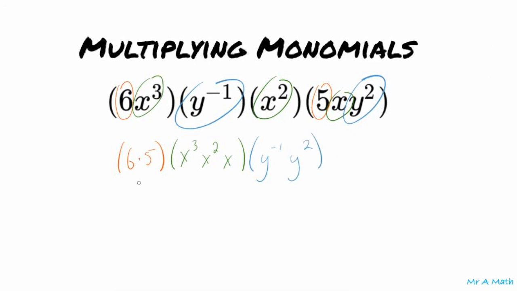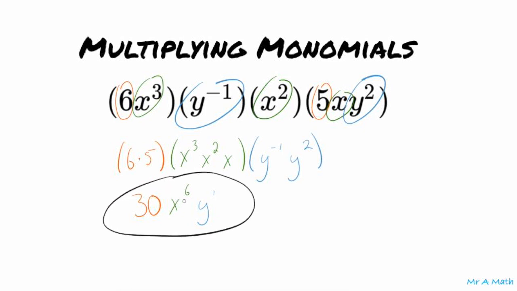And when I simplify all this down, 6 times 5 is 30. X to the third times x to the second times x to the first. If we add all those exponents together, since they're the same base, I get x to the sixth power. And then again with the y's, negative 1 plus 2, when I add these together, is just going to be y to the first power. And so my final answer is 30 times x to the sixth times y to the first power.